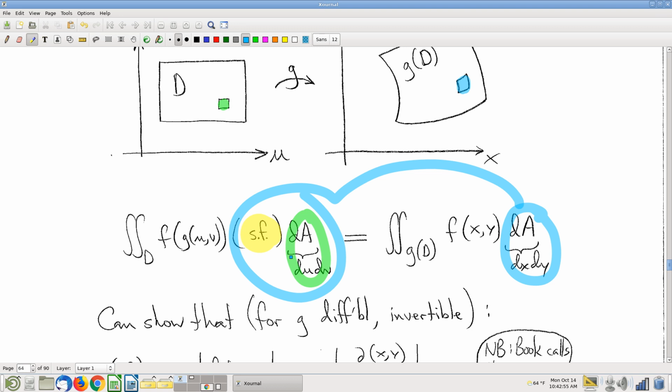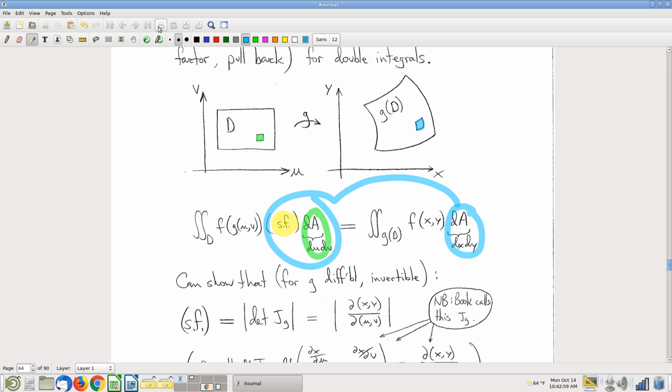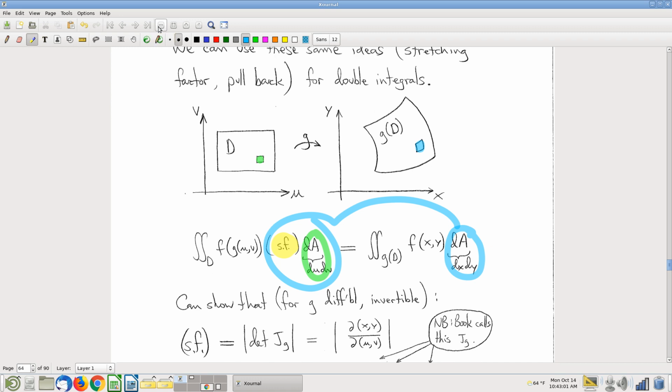So what I'm going to do, I'm just going to tell you what it is for the moment, and we will talk later about why that is. But this stretching factor, it is the absolute value of the determinant of the Jacobian matrix that we talked about back in chapter 13. And there's great reasons for this, and again, we'll talk about why later on. So just make sure to know this formula. It's the absolute value of the determinant of the Jacobian.